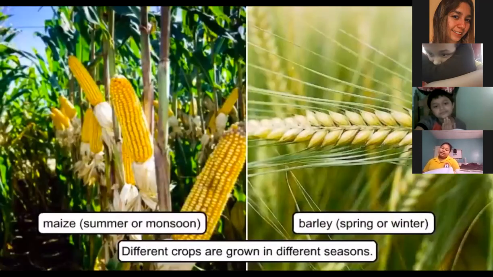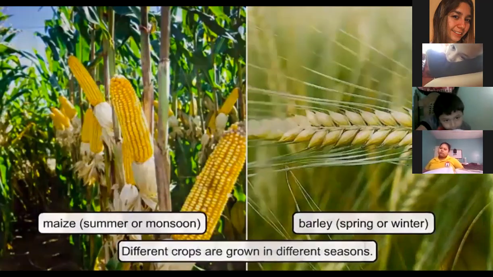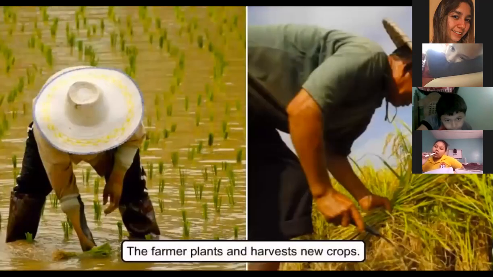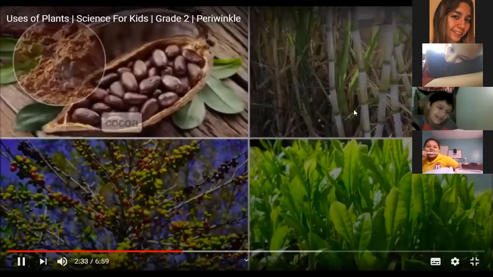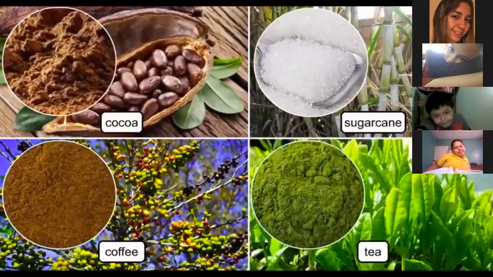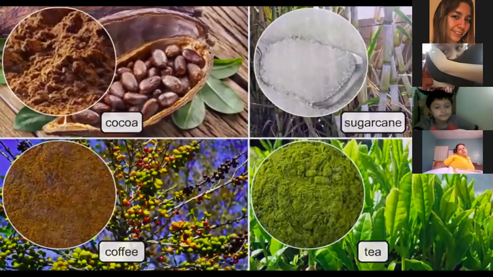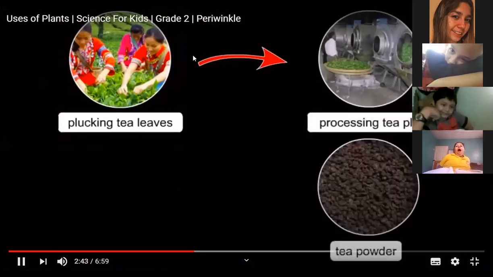All the crops don't grow throughout the year. Different crops are grown in different seasons. Every season, the farmer plants and harvests new crops. Some crops like cocoa, sugarcane, coffee, and tea undergo various processes before we can use them.